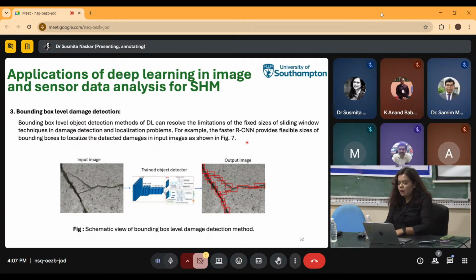So basically the bounding box level damage detection bridges the gap between simple image classification and detailed pixel-wise segmentation, right? It combines the speed and the flexibility of modern deep learning architectures with the precision required for practical structural health monitoring or practical infrastructure monitoring, right?